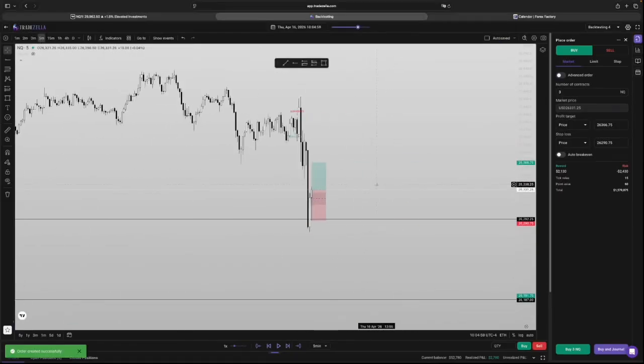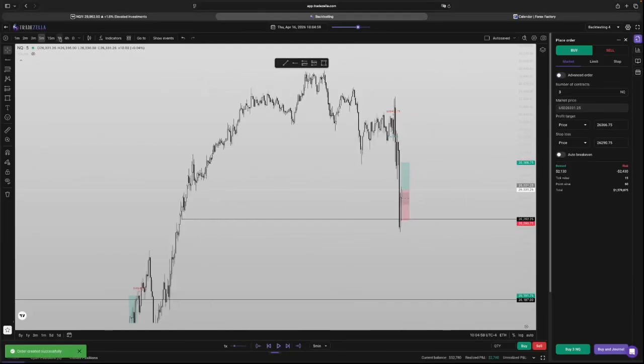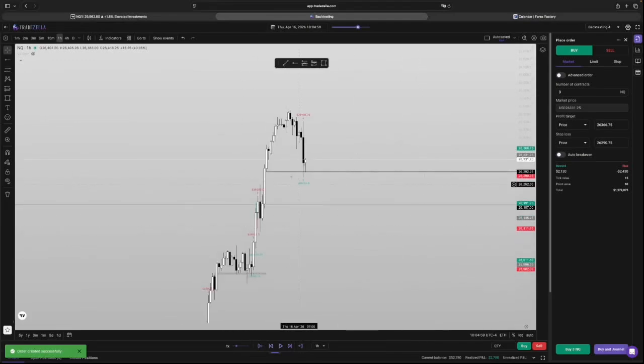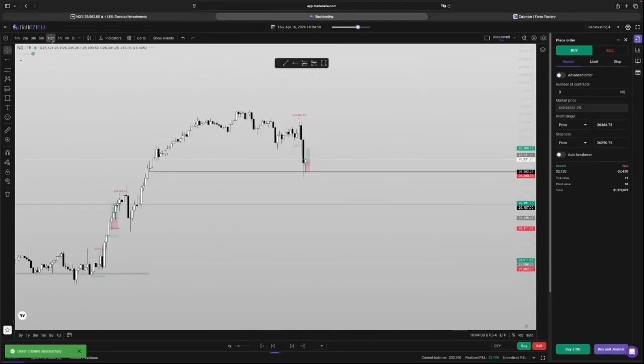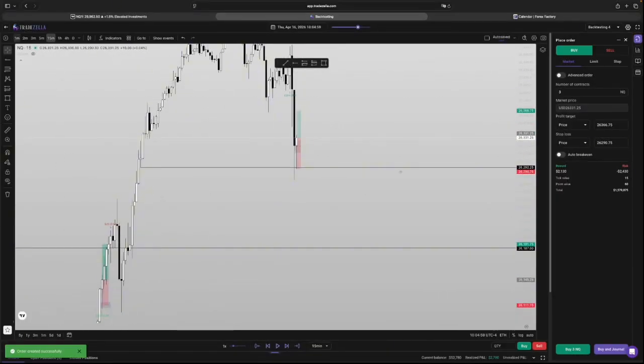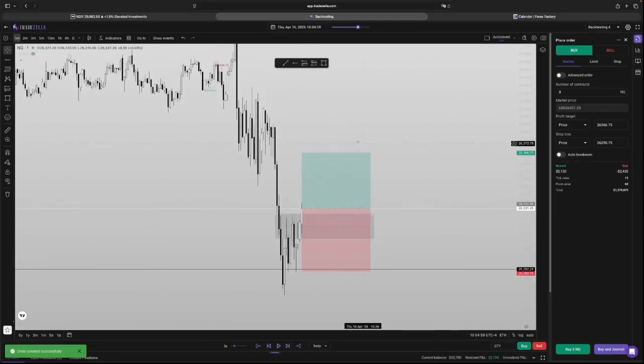Oh, we are in this 5 minute. That is kind of disgusting. I do like it though. It was a super good discount. It's bouncing beautifully off this 1 hour, and off that 15 minute, I really do like it. My bias is just so bullish.